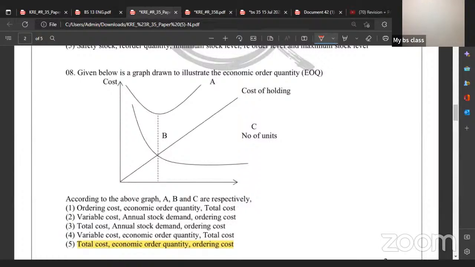Right, so this is about the EOQ, the economic order quantity, right? Economic order quantity is where you will minimize your cost of ordering and cost of stocks, right? Order quantity and the holding cost.